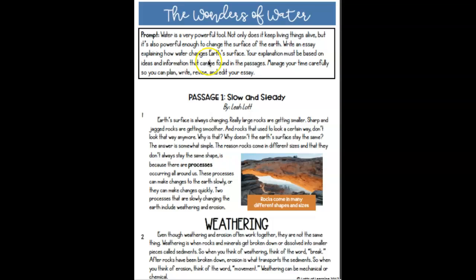closing paragraph. The title of this text is The Wonders of Water, and it ties back into what we're learning in science. And it says, water is a very powerful tool. Not only does it keep living things alive, but it's also powerful enough to change the surface of the earth. Write an essay explaining how water changes Earth's surface. So that is your mission. You're going to write an essay explaining how water changes Earth's surface. Your explanation must be based on ideas and information that can be found in these passages.